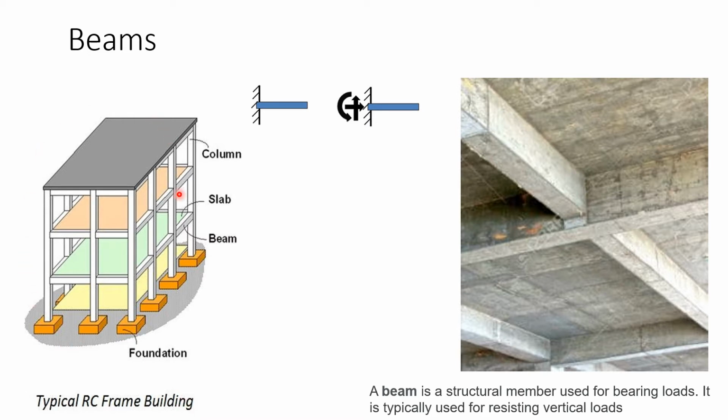This is the diagram of frame structure. You can see in the frame structure there is a framing of horizontal members and vertical members. Whatever load is coming on the slab, the total load gets transferred to this horizontal member, and this horizontal member will transfer this load to this vertical member. So this horizontal member is called a beam and this vertical member is called a column.